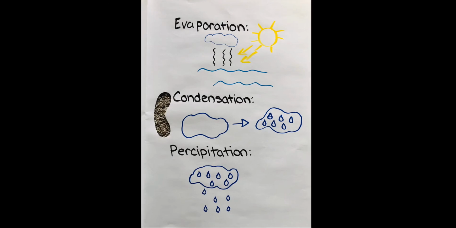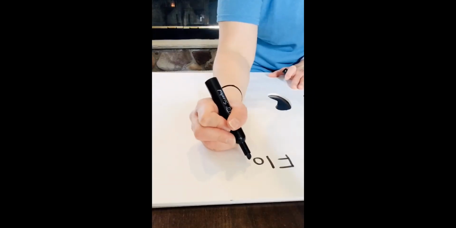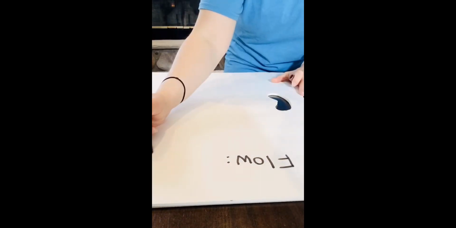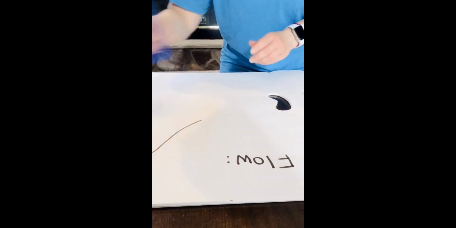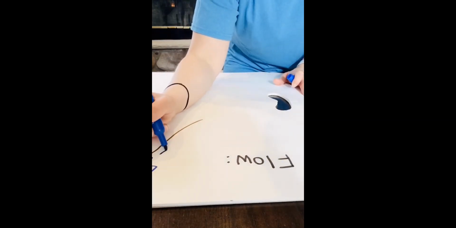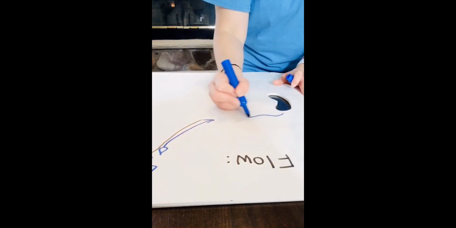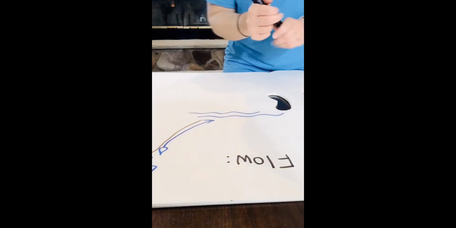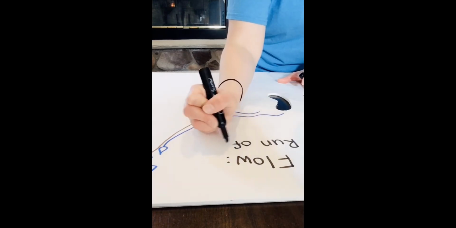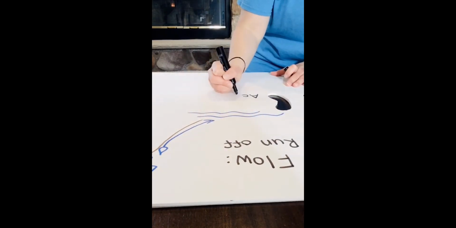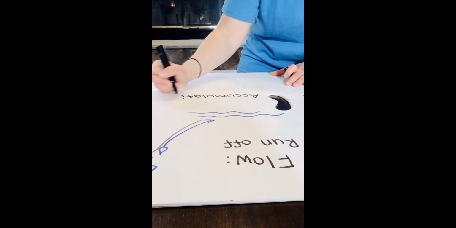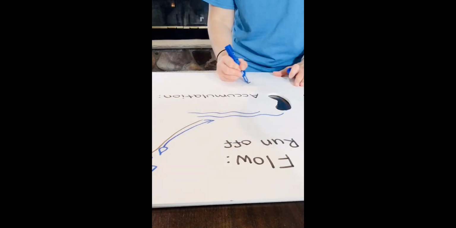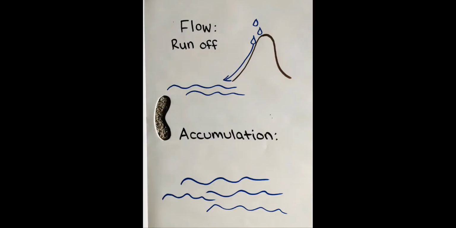Now let's take a look at the other stages. Flow, sometimes referred to as runoff, is when the precipitation that reaches the land directly flows across the ground or down the sides of a mountain to accumulate in the bodies of water below. Accumulation is when fallen precipitation accumulates in bodies of water like oceans, lakes, and rivers. Here is our finished picture of flow and accumulation.